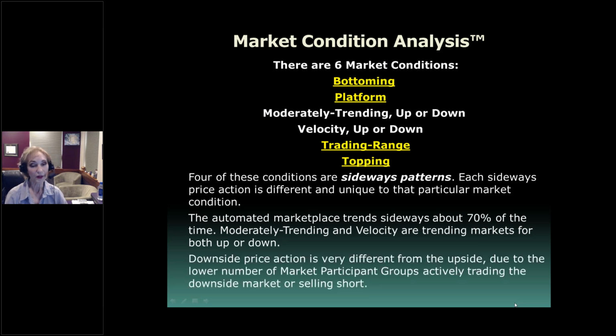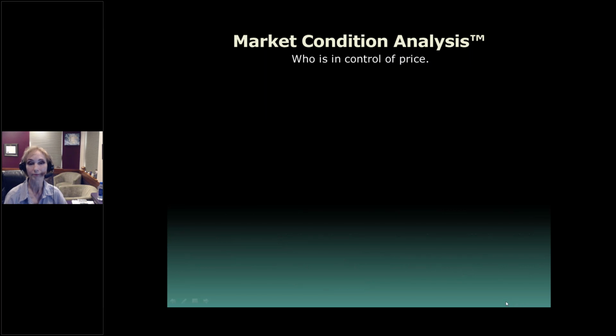Downside price action is very different from the upside due to the lower number of market participant groups actively trading the downside market or selling short on the short-term basis. So it is quite different. It is not the reverse of the uptrend. The uptrend takes many years to form. The downtrend happens within a year, year and a half.